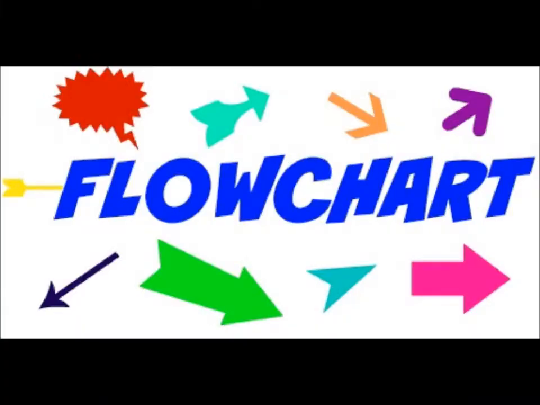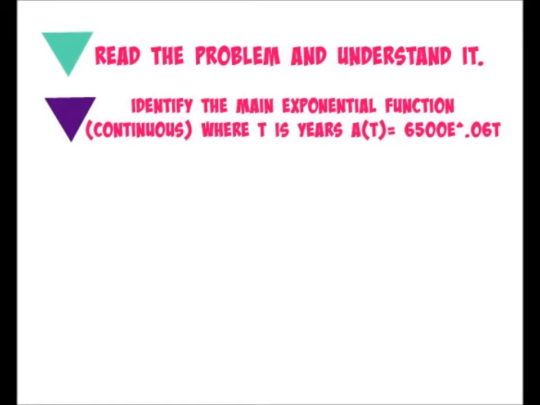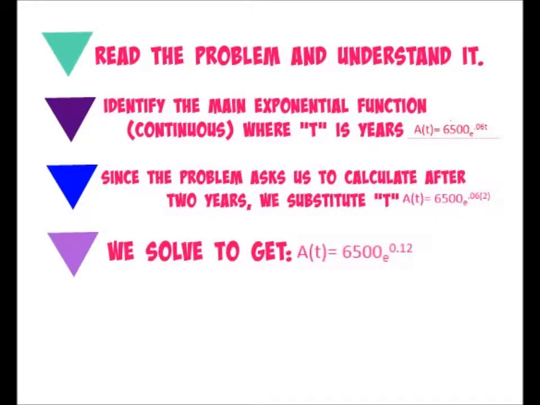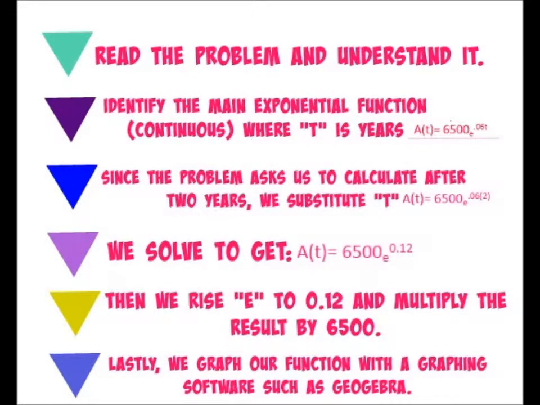Flowchart. So first, we must read the problem and understand it. Then, we must identify the main exponential function where t is years. Then, we have to substitute t for 2, so that will leave e raised to the 0.06 times 2. And then we solve to get 6,500e raised to 0.12. After that, we raise e to 0.12 and we multiply that times 6,500. And finally, we graph our function with a graphing software.